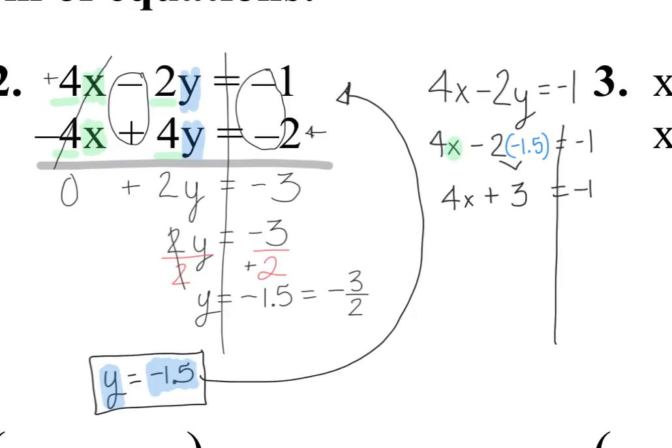But these are like terms, but they're not on the same side, which means I need to get them on the same side. So as we've been doing, here's my variable. Let's get everything on one side. So that means I'm going to get my 3 on the other side first because it's not attached to my variable. So that's adding 3. I'm going to subtract 3 to get rid of it.